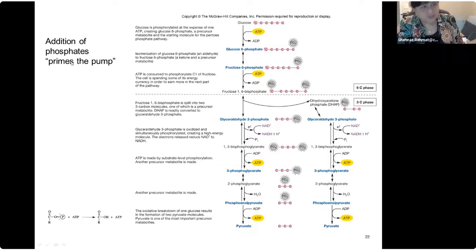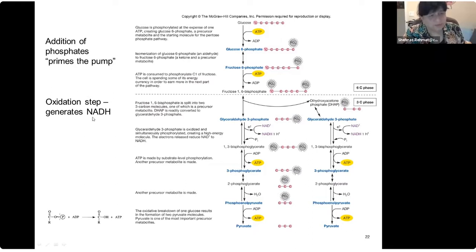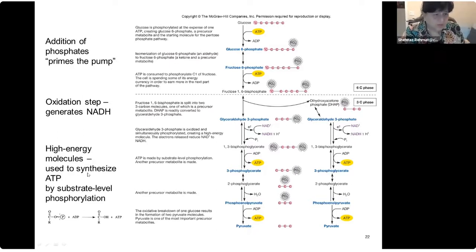So we call it the addition of phosphate, or priming the pump, in the first phase, and then the oxidation step where it generates the reduced forms of the electron carriers. So high energy molecules are used to synthesize ATP, and please remember this is an inorganic phosphate. This is substrate level phosphorylation that is occurring here, which will eventually be producing an ATP for us later. So inorganic phosphates are being added here. This is called substrate level phosphorylation.